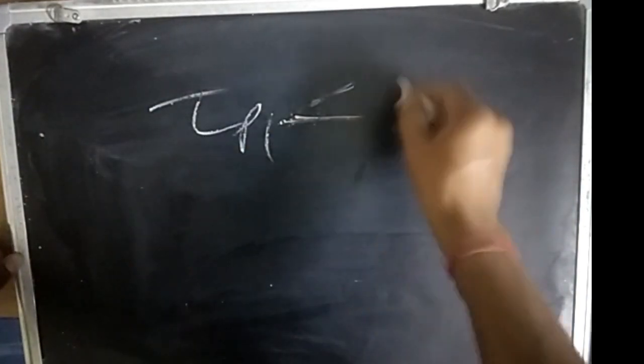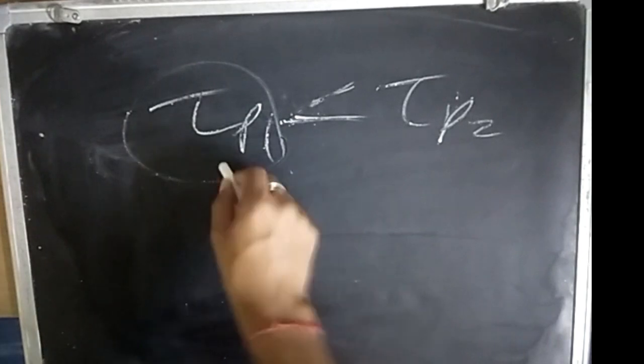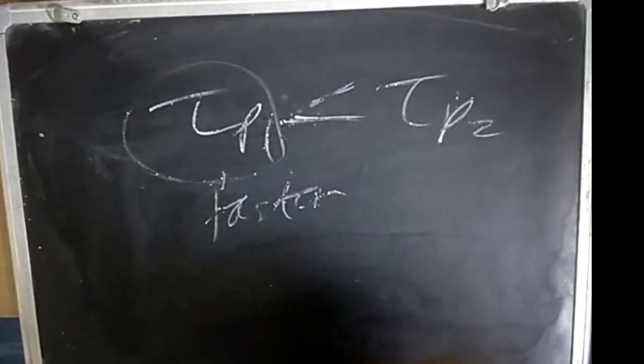Next, one important thing: how would you see which system is faster? If the time constant of the system is less, this means the system is faster.